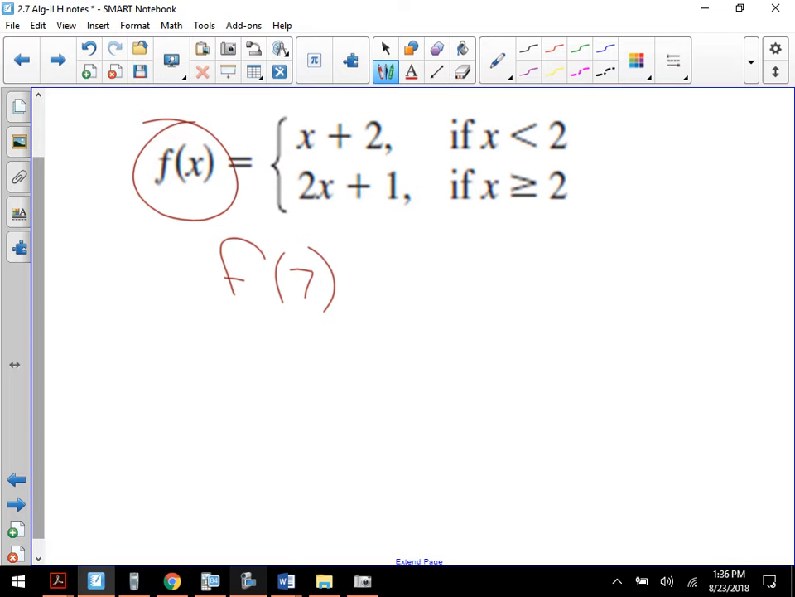Which means in my function machine, my Plinko machine here, I'm going to do 2 times 7 plus 1, and I get 15. Okay?